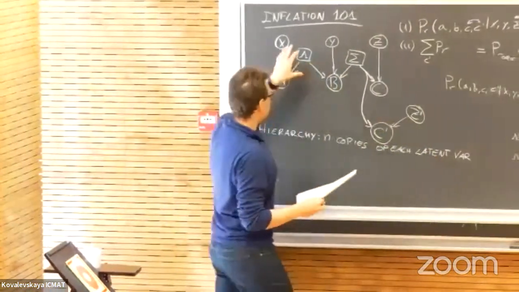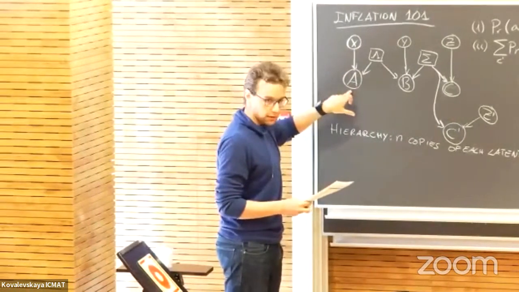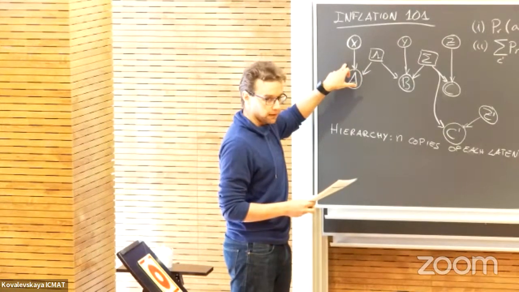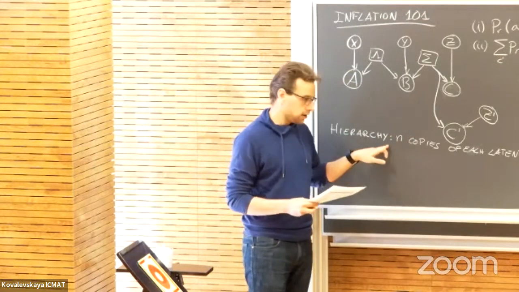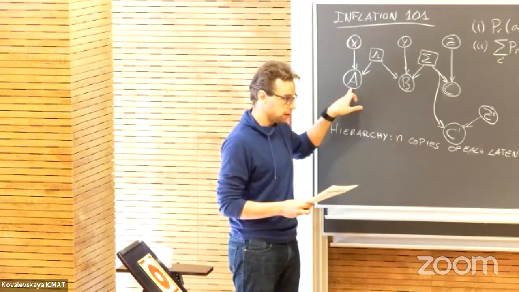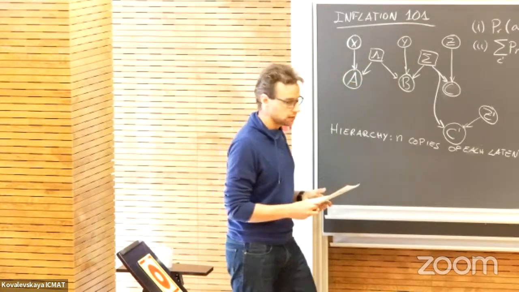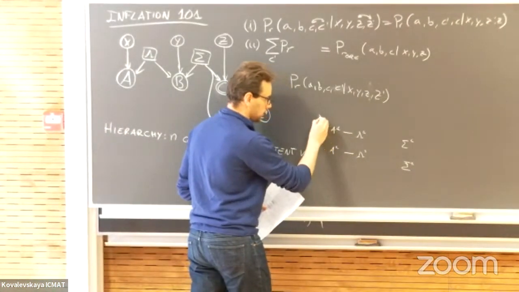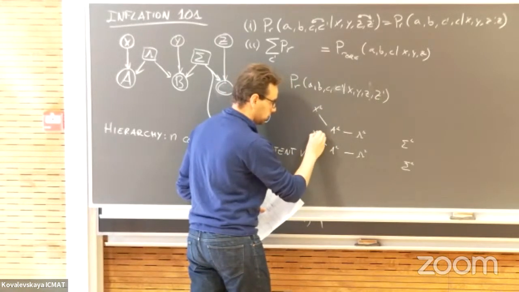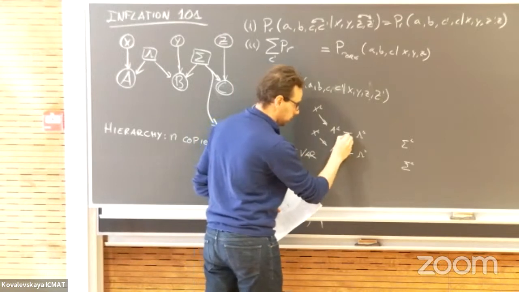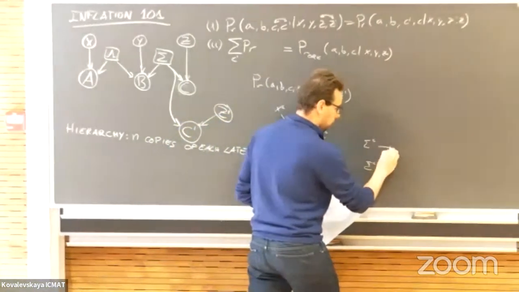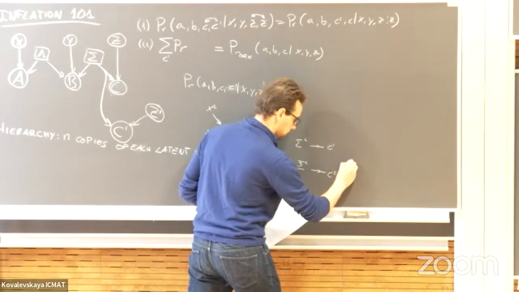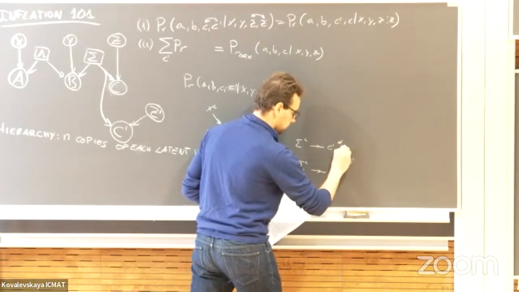So for example, in the original graph, A is influenced by lambda and X. So each copy that you consider in an inflation of A has to be influenced by a lambda and X. So you're going to have an A1 and an A2 that are influenced by an X1 and an X2. The same thing for the C's: I'm going to have a C1 and a C2 that are influenced by a Z1 and a Z2.